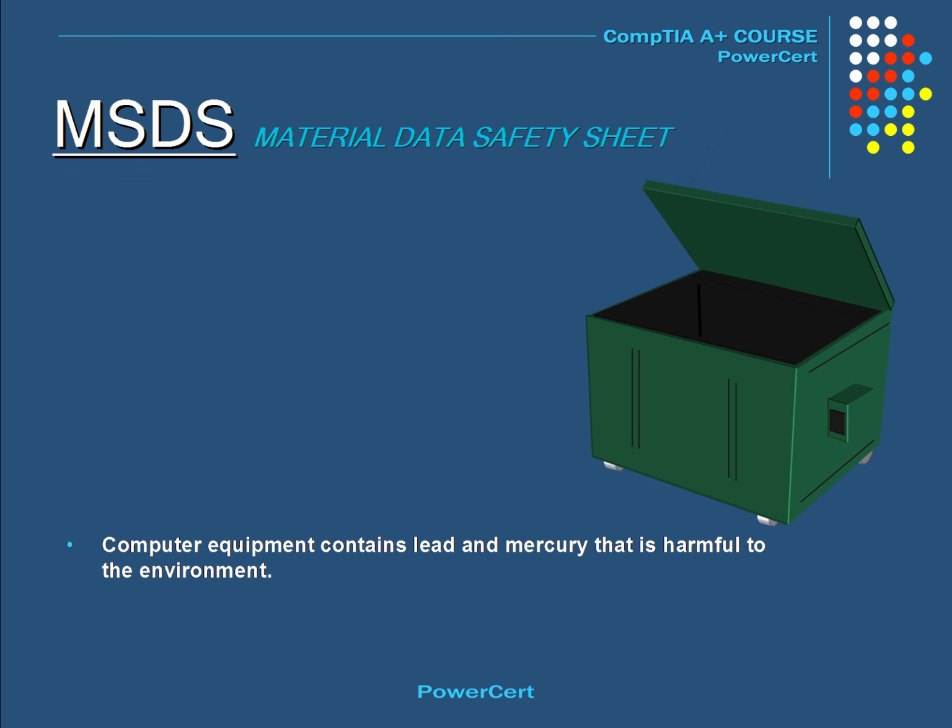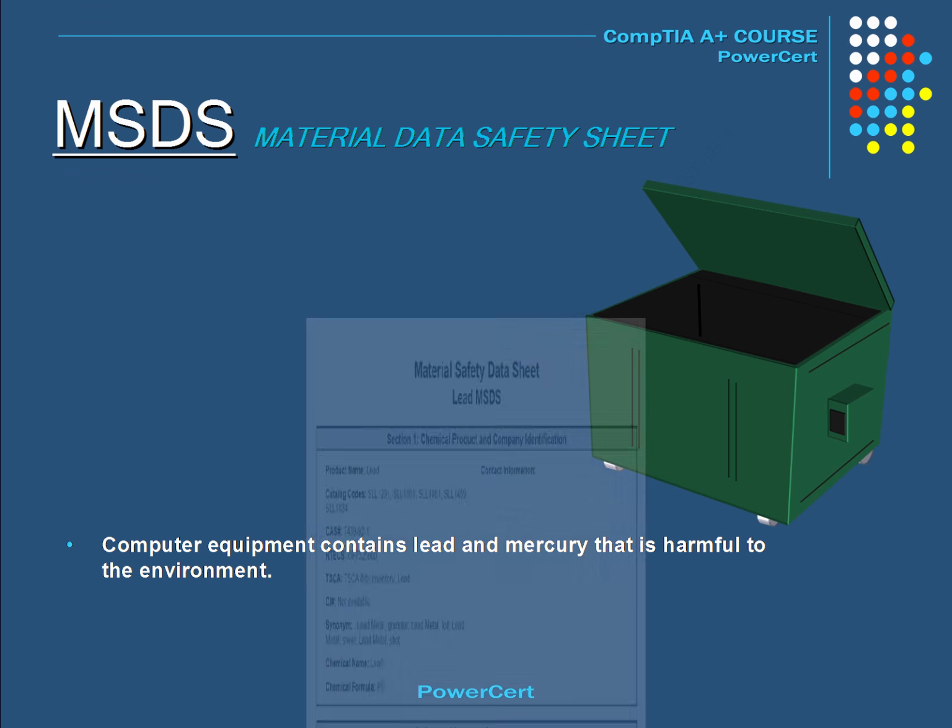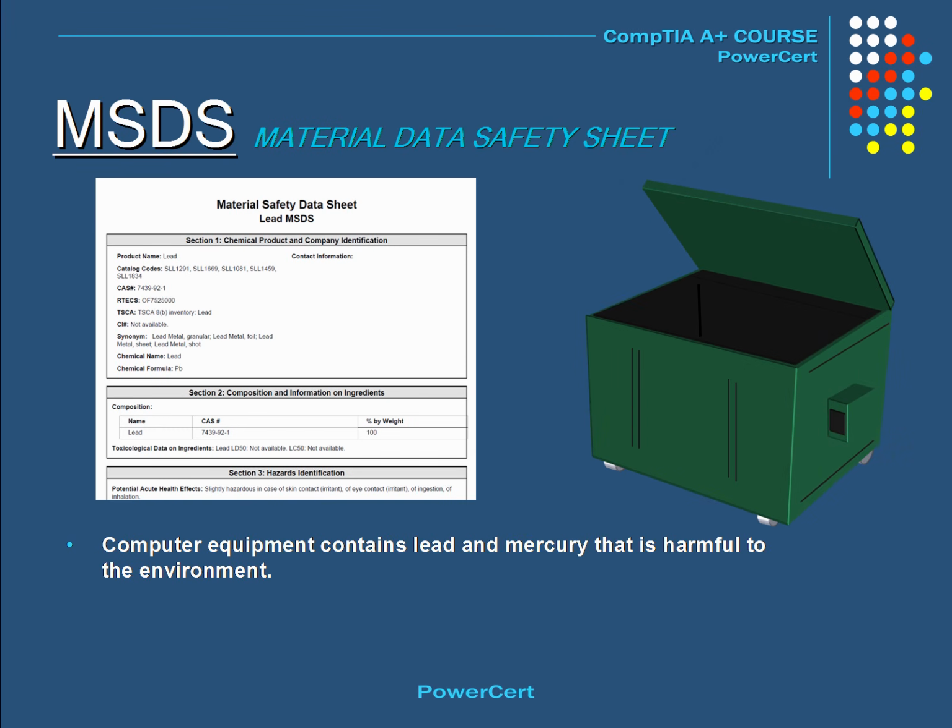And if you're not sure how to dispose it, there is a data sheet you can find called the MSDS, which stands for Material Safety Data Sheet. And this will tell you the proper way to dispose that particular piece of equipment. The MSDS will typically be offered by the manufacturer, or you can download a copy of it from the EPA.